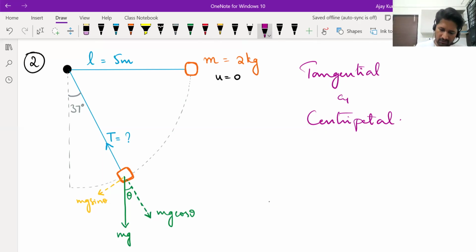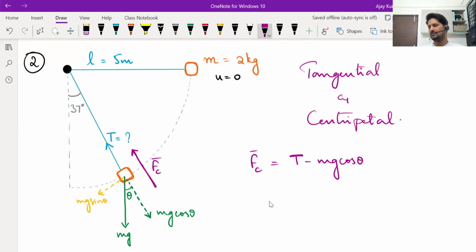You should write an equation for centripetal force now. Why? That's the only way you can bring tension into the equation. This is the direction towards the center. So centripetal force now will be T minus mg cos theta. And what is the basic formula for centripetal force? Anyone? Vanilla, don't answer. Others? Formula for centripetal force.